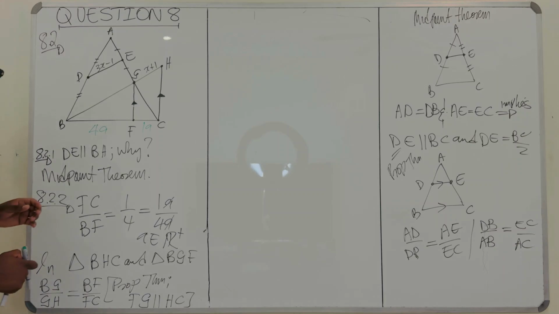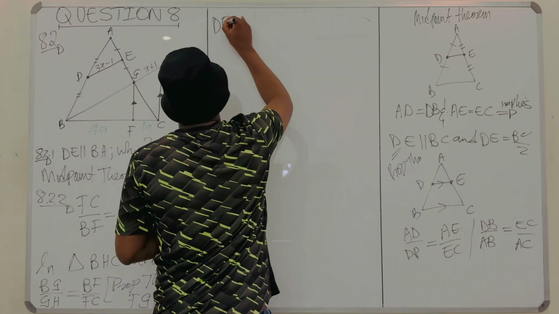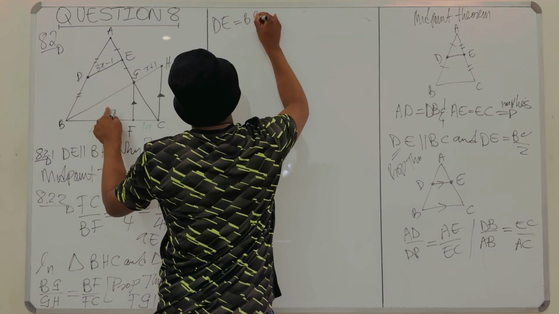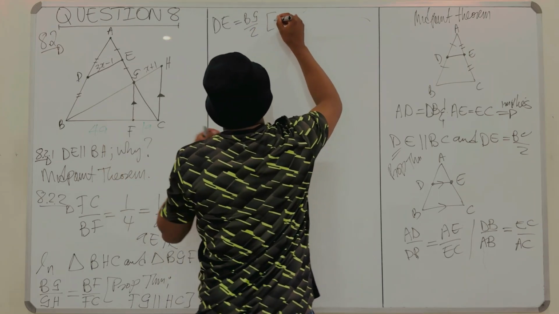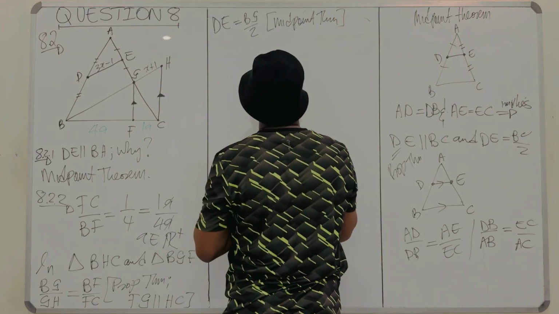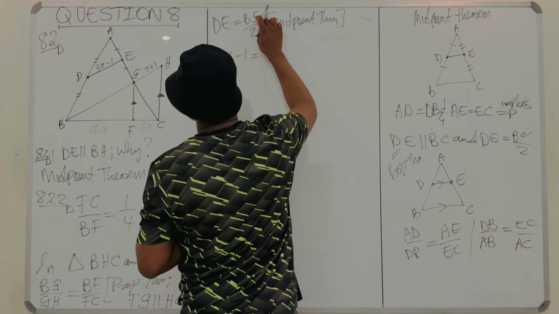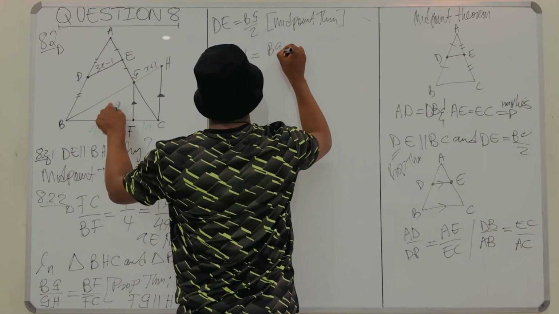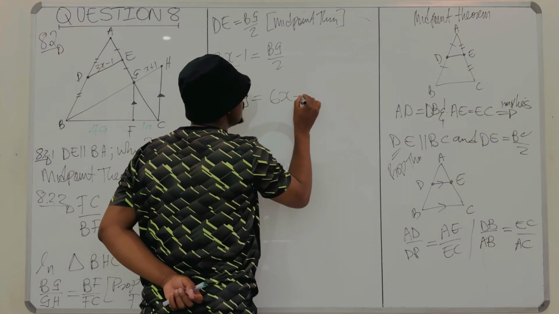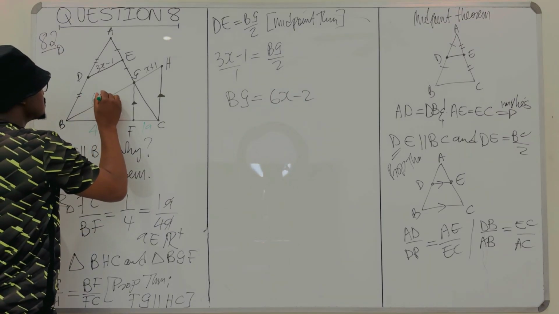So in that case, because of the midpoint theorem, we can say, okay, DE is equal to your BG divided by 2. This is the midpoint theorem, right? So what is your DE? Your DE is 3x minus 1. Your BG is what you're trying to find. So BG over 2, you cross multiply. You get that your BG is equal to 6x minus 2. So you get that your BG over here is equal to 6x minus 2.